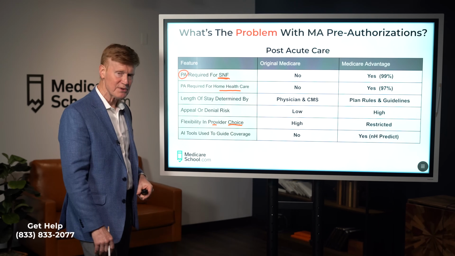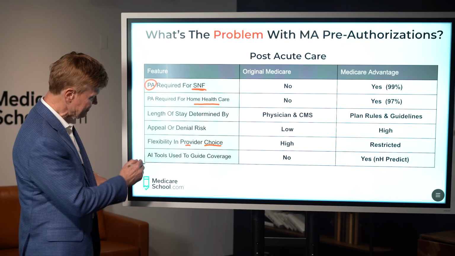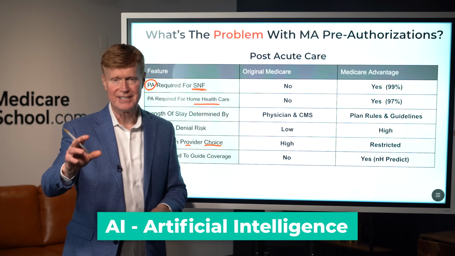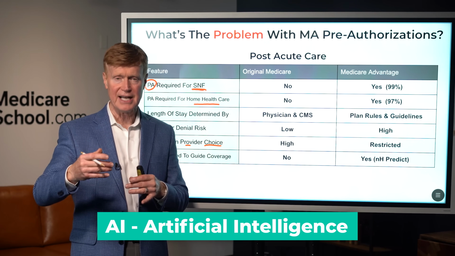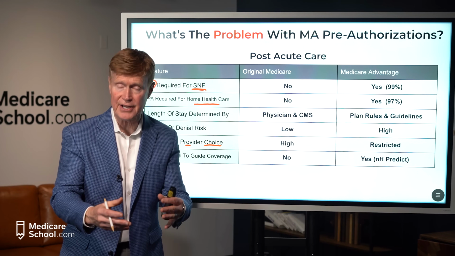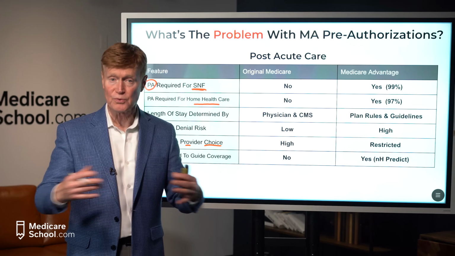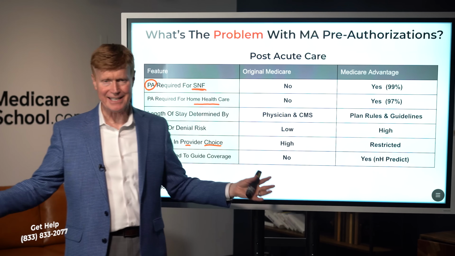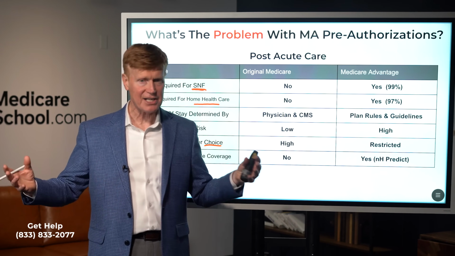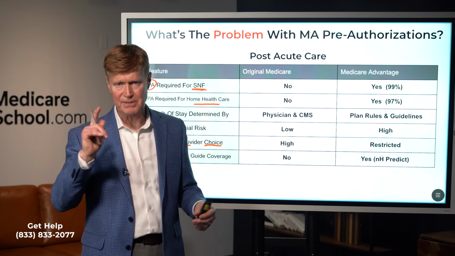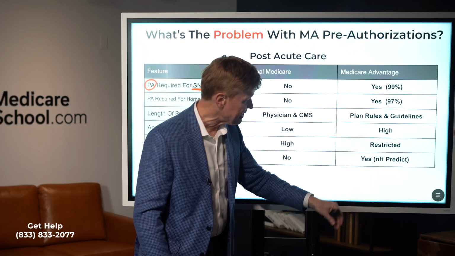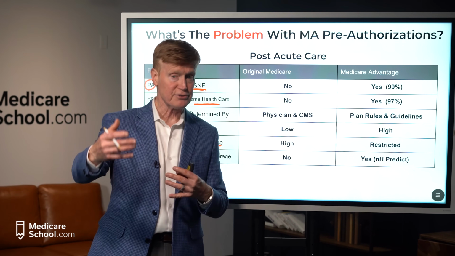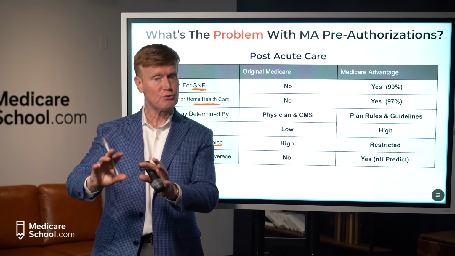And then lastly, notice this one. This says AI, artificial intelligence, of course, tools that will be used to guide the coverage. Okay? In other words, in that determination of should you go there and how long can you stay there, will AI be involved? Will the algorithm be involved? And you're going to notice when it comes to original Medicare, absolutely not. It's the clinician, it's the docs. They're going to make that decision, but not so necessarily with the Medicare Advantage. There will be some AI involvement.